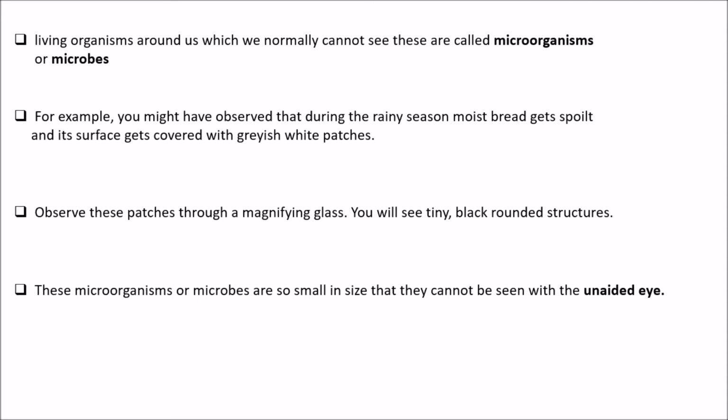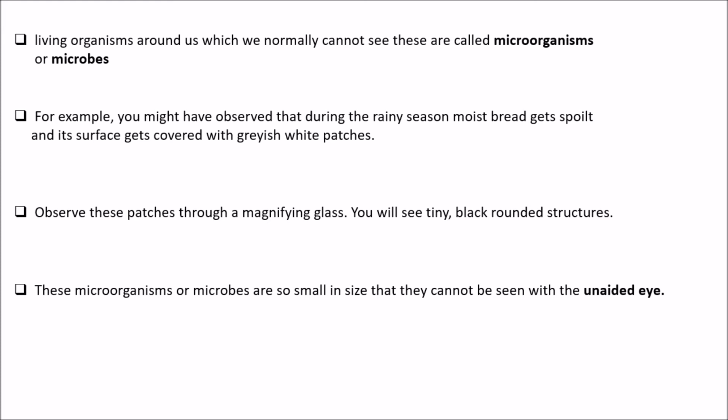For example, when we observe moist bread during the rainy season, it gets spoiled and its surface gets covered with greyish white patches, and these patches we consider as fungi or fungus. If you observe these patches with the help of a magnifying glass, we will see tiny black rounded structures. The structures are black, rounded and tiny.